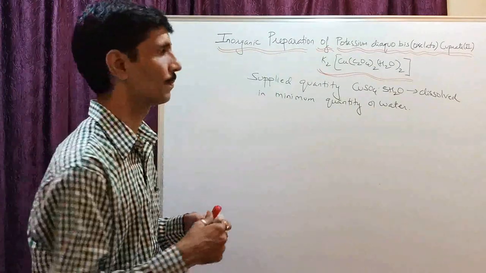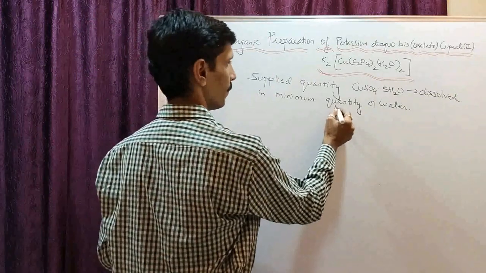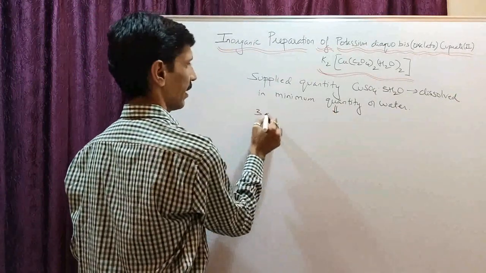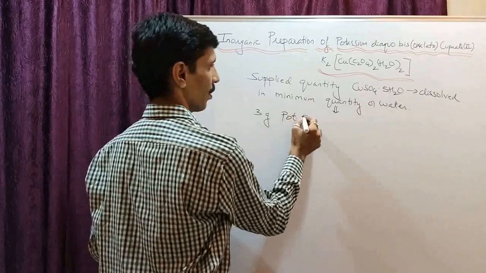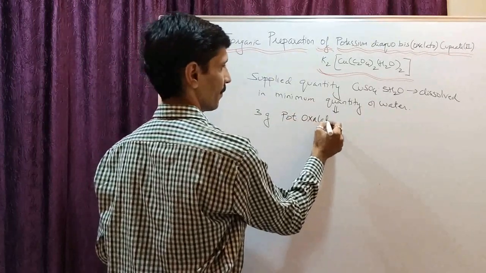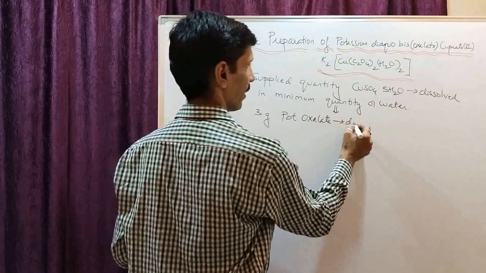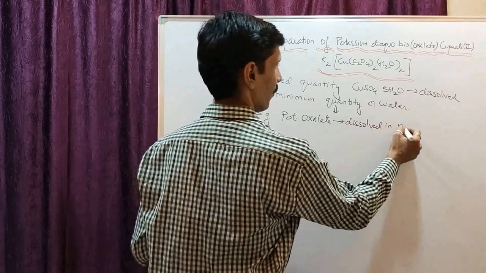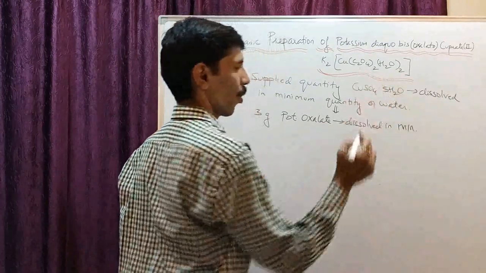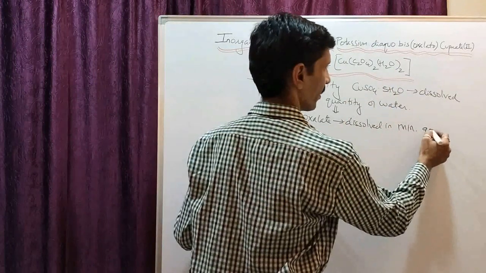Step number 2: 3 grams of potassium oxalate is dissolved in a minimum quantity of water.